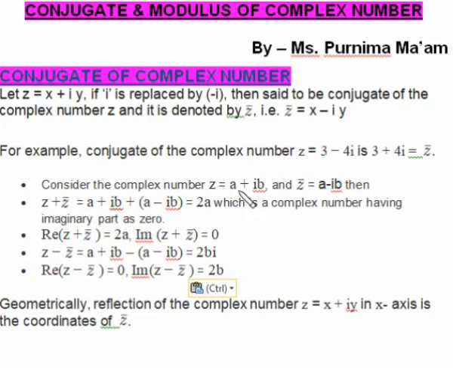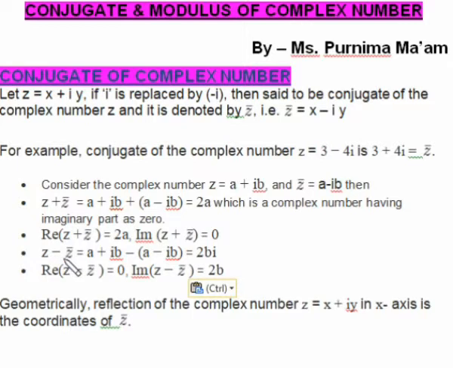Consider the complex number z is equal to a plus ib, and its conjugate is a minus ib. Then we add both, the complex number and its conjugate. We get only the real part of it, and ib becomes cancelled. We get only 2a, the complex number having imaginary part as 0, meaning real. The imaginary part of z plus z bar is equal to 0.